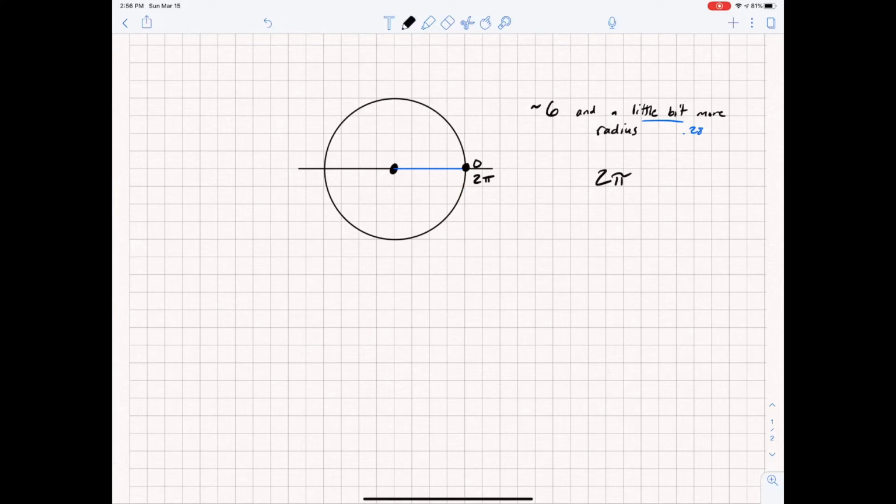And if the whole circle was 2 pi, if I only went half, then this would be half of 2 pi, or pi.